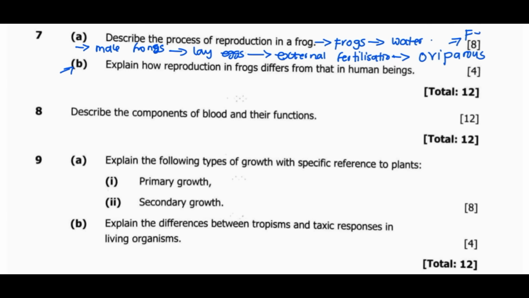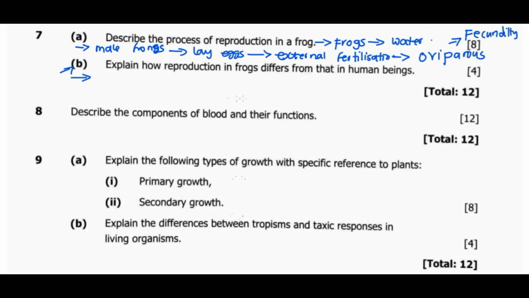Then there is another term that I remember. There is what we call fecundity. So fecundity here, we can see that reproductive output is high. So the number of eggs that are laid is high, but few fertilized eggs develop into adult frogs. So this is what we call fecundity. Now we can look at B, explain how reproduction in frogs differs from that in human beings.